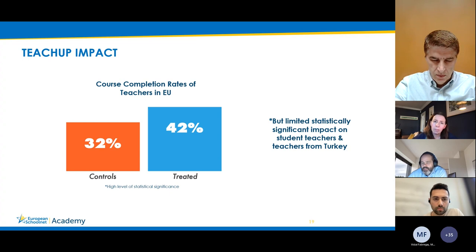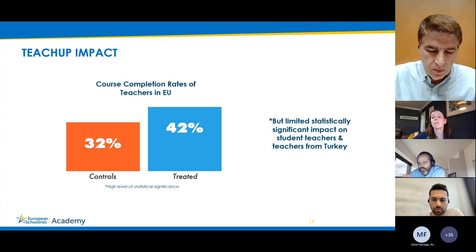A slight proviso should be added: we didn't see a statistically significant impact on student teachers. So this impact was only seen on teachers who are already working as teachers. And we didn't see a statistically significant impact on teachers from Turkey. Now, we don't know exactly why that's the case. We can make assumptions, but it would have required a more in-depth investigation, which was out of the scope of the project.